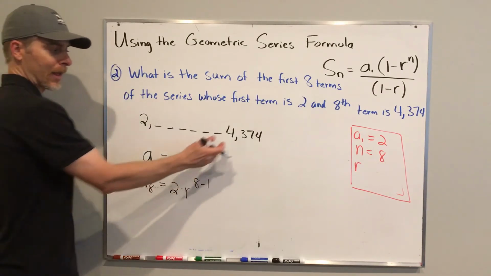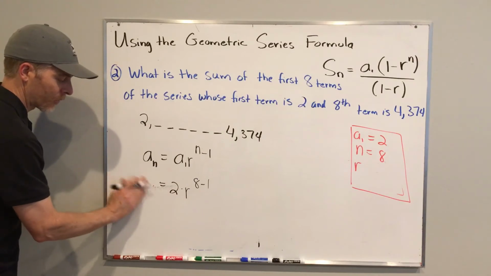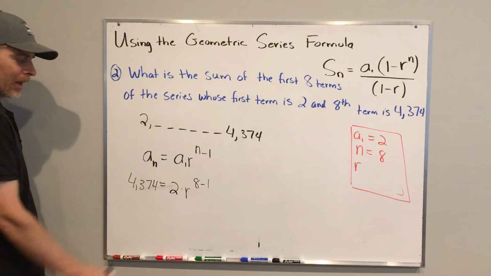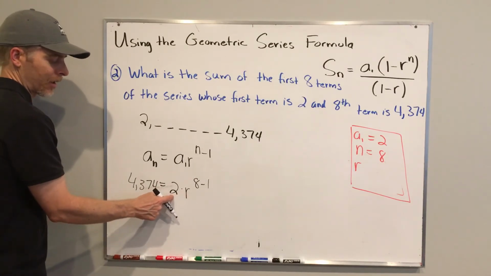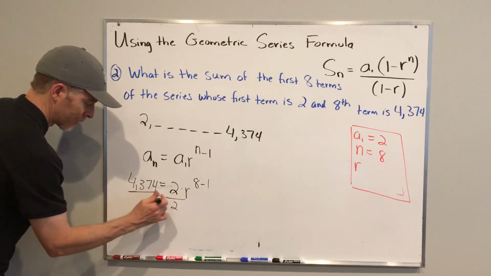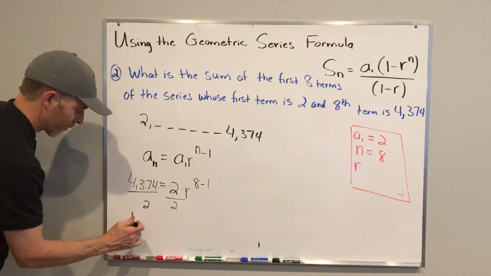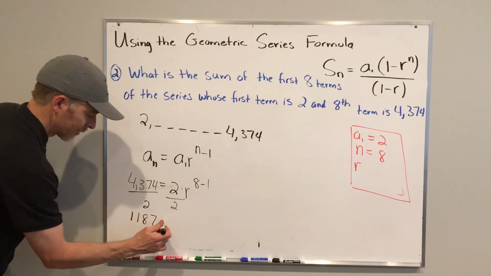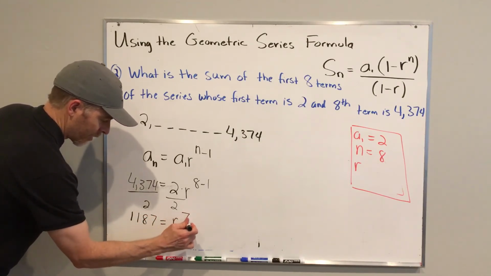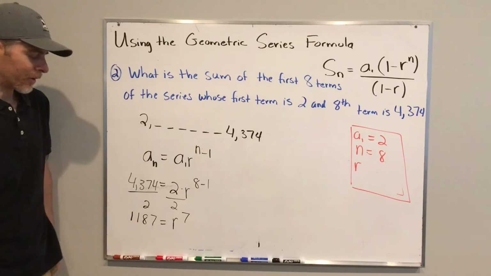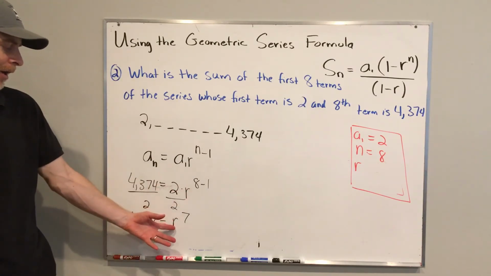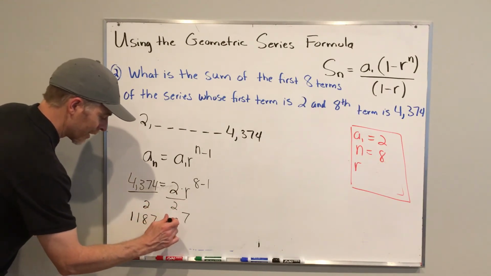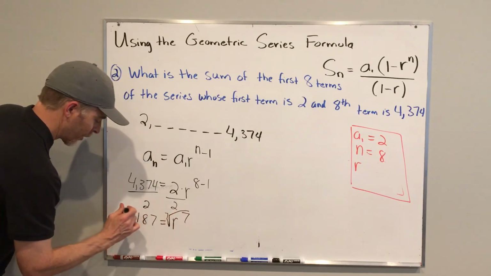Okay, well, we know what the 8th term is. It's 4,374, so I can erase that. 4,374. Okay, I want to get r alone now, so I'll divide both sides by 2. That'll go in 2,187 times. R to the 7th. So you have 2,187 equals r to the 7th. Well, how do we get r alone with this exponent? Well, we're going to take the 7th root of both sides.